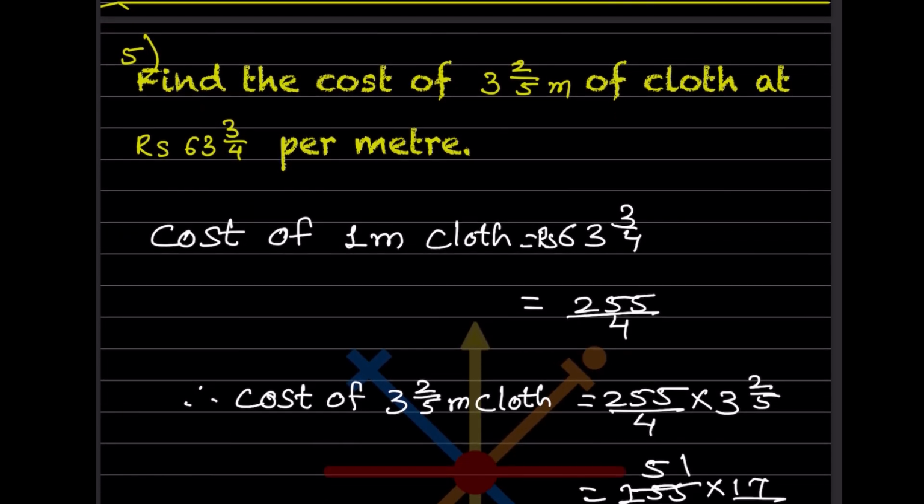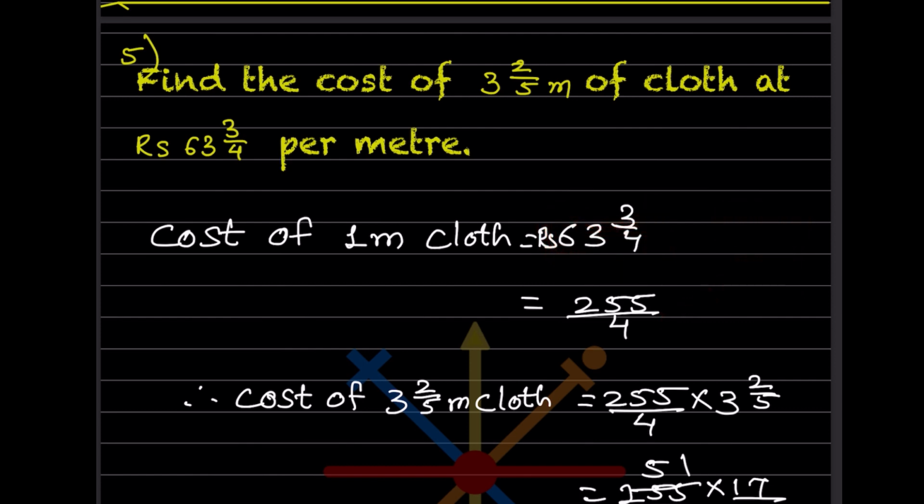So find the cost of 3 integers 2 by 5 meter of cloth at rupees 63 integers 3 by 4 per meter. Per meter means this is 1 meter of cloth, this is given. So we can write here, cost of 1 meter cloth is 63 3 by 4 rupees. So this again we can make improper, that will be 255 by 4.